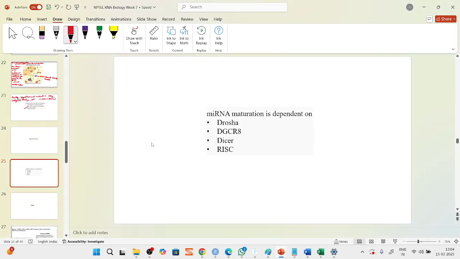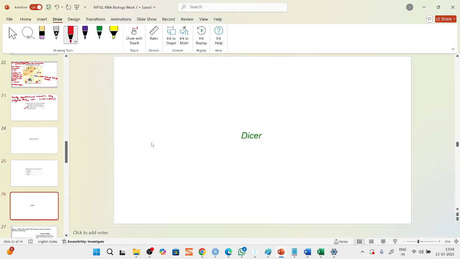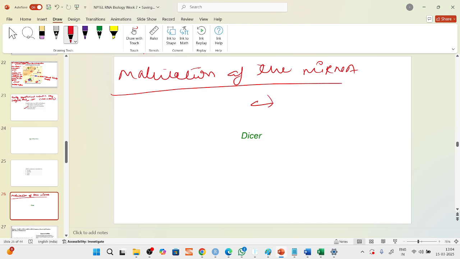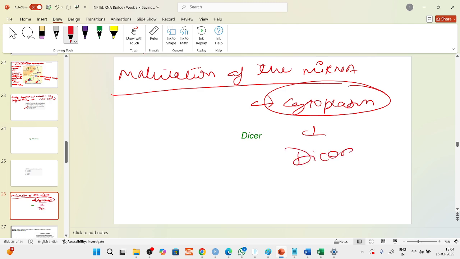Okay, now I'm switching the screen because this is an easy question only. The correct answer is Dicer. We have just discussed that maturation of the miRNA happens in the cytoplasm. And in the cytoplasm, Dicer only acts. So, Dicer is the correct answer.